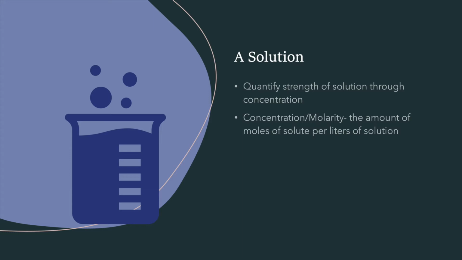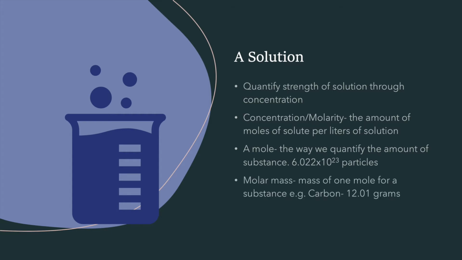So, what is a mole? A mole allows us to measure the amount of a substance. 1 mole of any element or substance has 6.022 times 10 to the 23 particles. This is known as Avogadro's number. Molar mass is the mass of 1 mole for a substance. 1 mole of carbon is 12.01 grams.